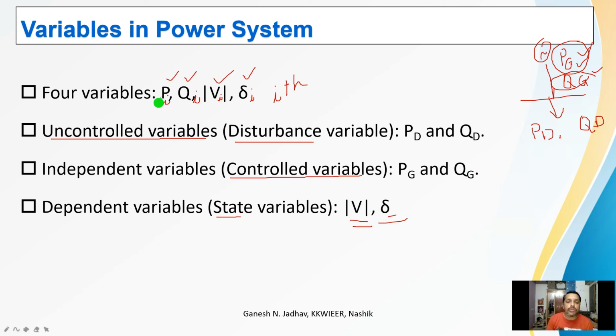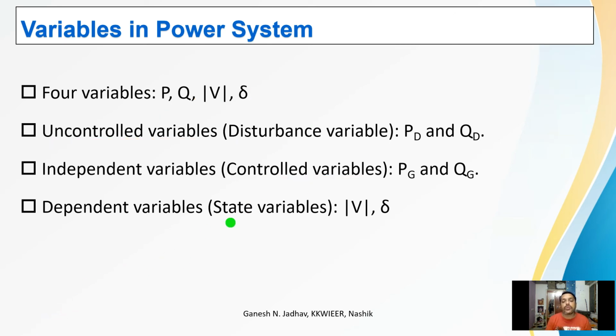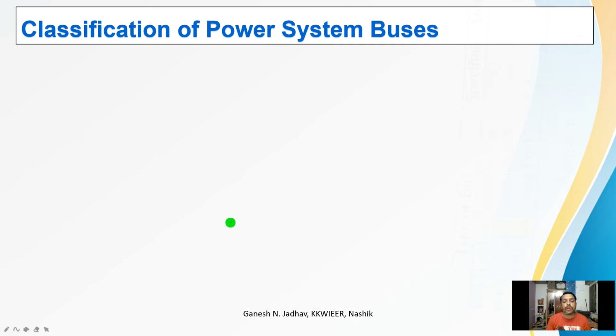So in power systems, these variables may be controlled or uncontrolled depending upon the type of bus, whether it is a load bus or a generator bus. And V and delta are the state variables of the system. Let's begin how we are going to classify these buses. The next part is the classification of buses.